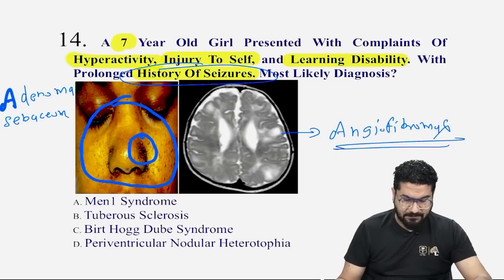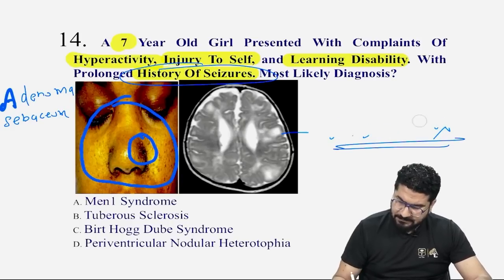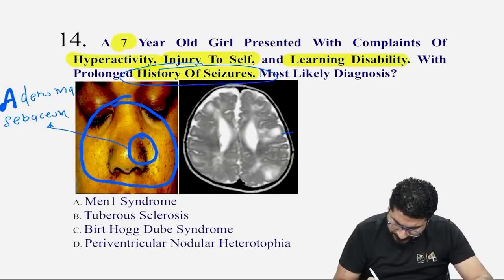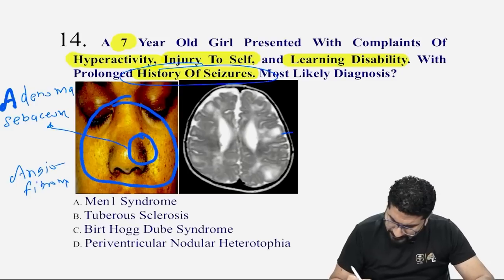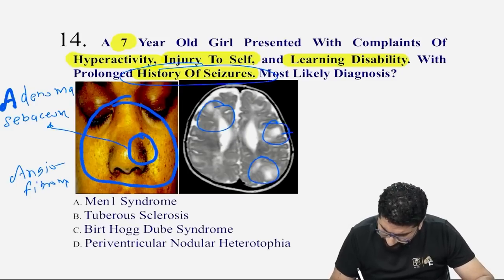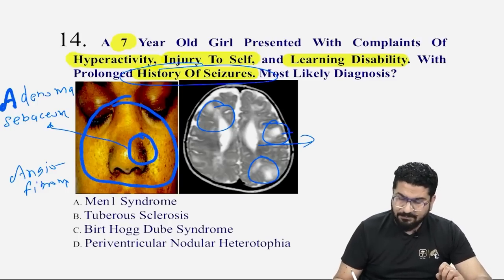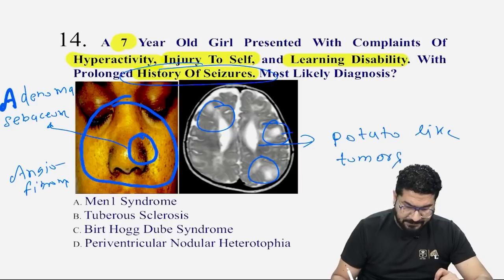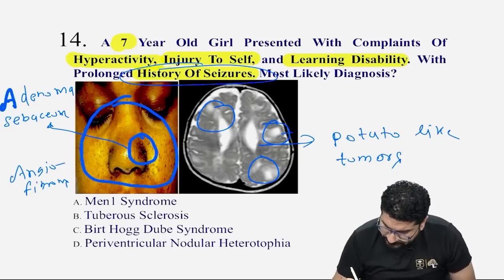Even if the MRI is not given, you can see these are like adenoma sebaceum in the nasal area. Then we can see multiple angiofibromas here. In the MRI, you can see these lesions. What can we call them? These are tumor-like growths. We call them potato-like tumors. We can call them subependymal hamartomas or tubers.